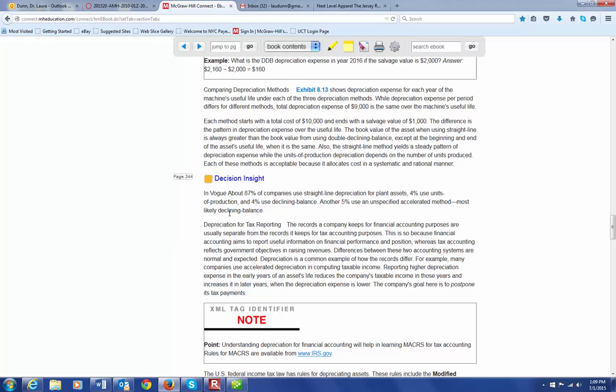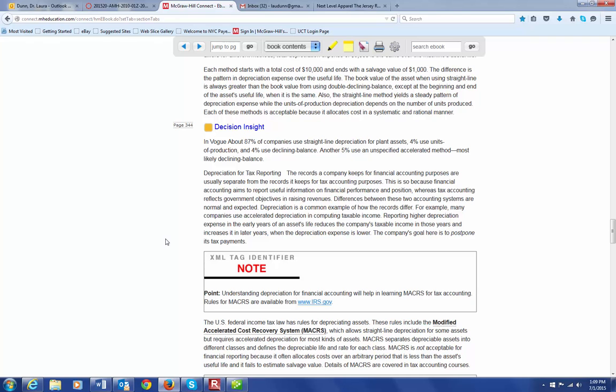So about 87% of companies use straight line depreciation for plant assets. 4% use units of production and 4% use declining balance. And then another 5% use some type of accelerated method like a double declining balance method.